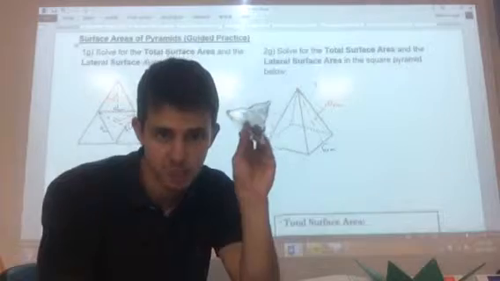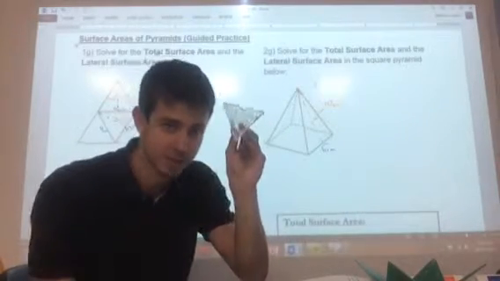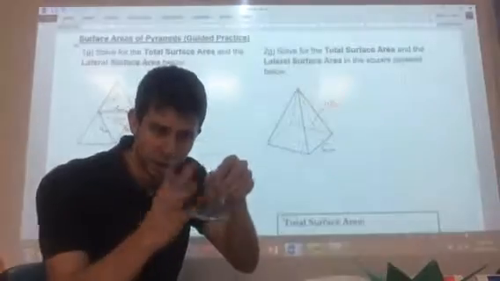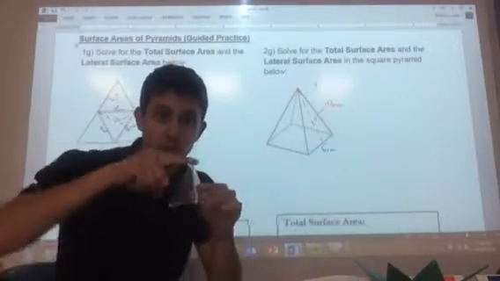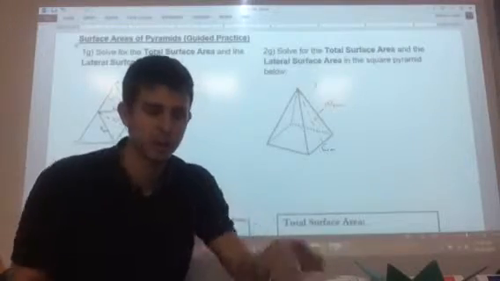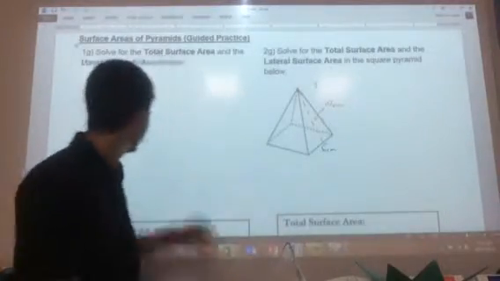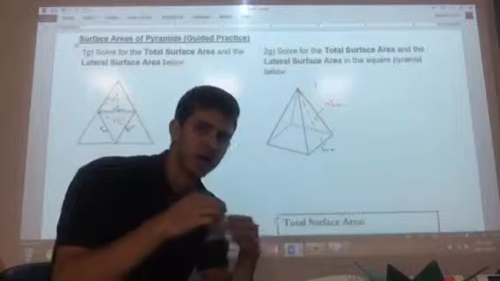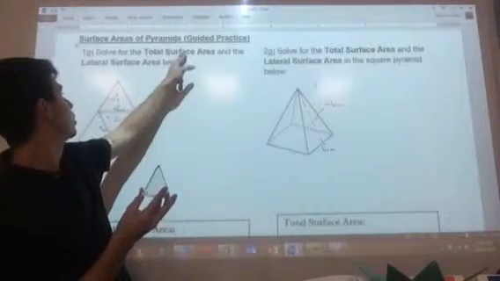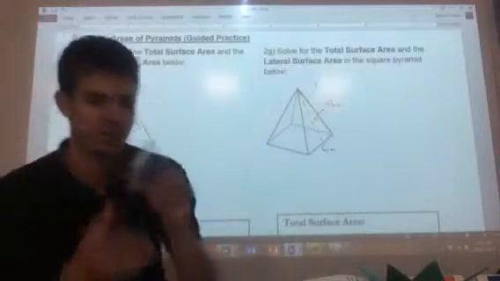So I colored in the base black, and it's kind of black, but it's a triangular pyramid because the base is a triangle, and then there's triangles that fold up to the top point, which is called the vertex. Well, the apex here, but it's a type of vertex. Okay, so we want to calculate the surface area of this. We want the total surface area and the lateral surface area.